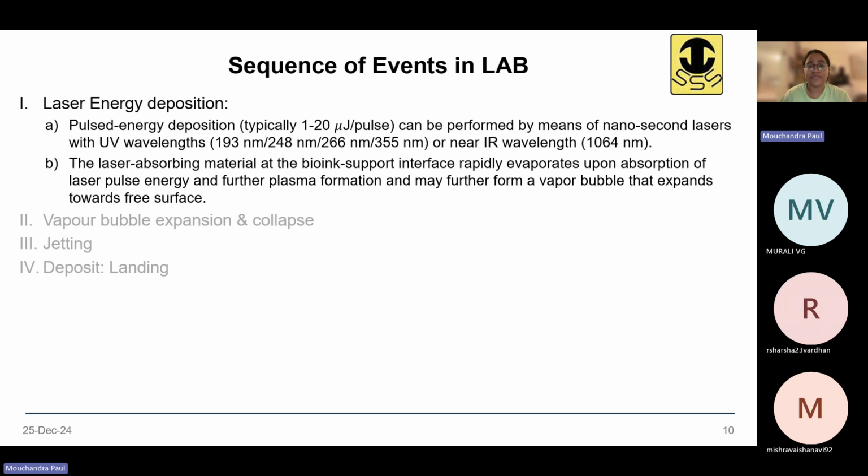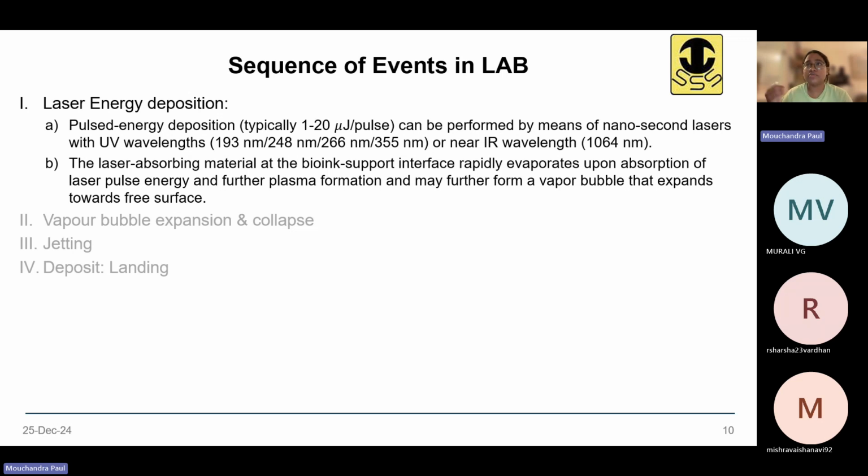So here is what happens when the laser with a certain energy falls on the ribbon. That energy gets absorbed by the laser absorbing material, that is the thin film of gold, titanium, silver that we talked about. So when it absorbs it, it rapidly evaporates. All right.